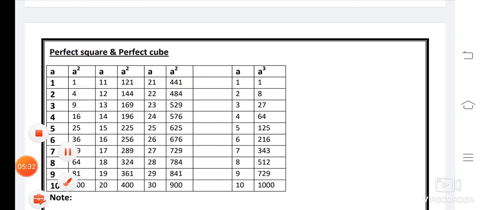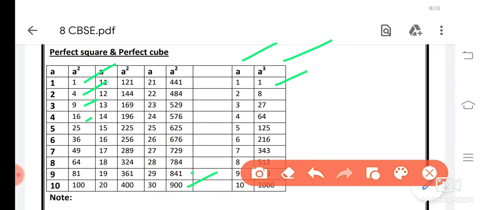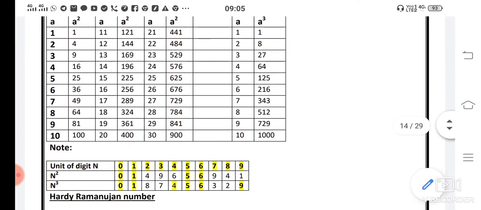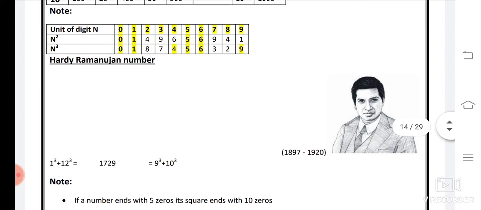See here, 1 ones are 1, 2 twos are 4, 3 threes are 9, 4 fours are 16. Like that, 29 29s are 841, 30 30s are 900. Then here it is a, here it is a cube. Here 1 one is 1, 1 cube is 1, 2 twos are 4, 4 twos are 8, 3 threes are 9, 9 threes are 27. Like this. Now there is a note here, unit digit of n.